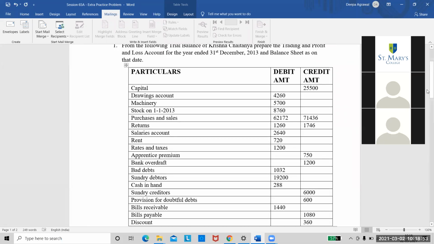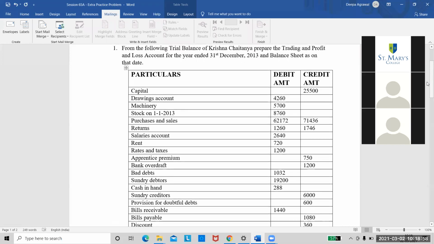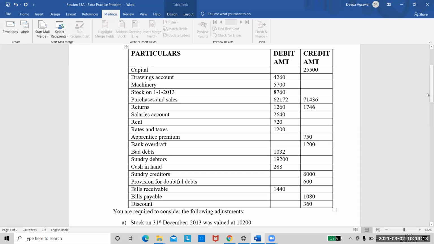Yes, ma'am. So from the following trial balance of Krishna Chaitanya, prepare the trading and P&L account for the year ended 31st December 2013 and a balance sheet as on that day. First important thing, he is giving us a trial balance without giving us the totals. So it implies we should first calculate the totals.